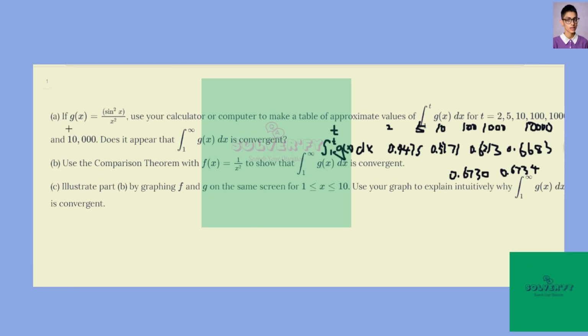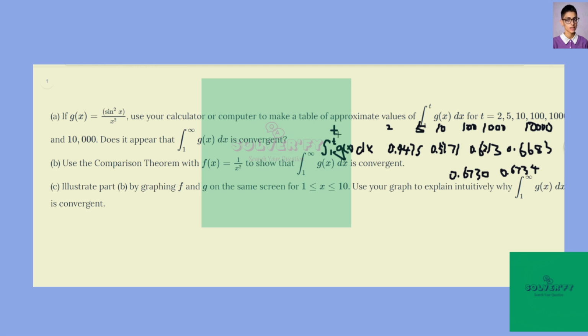For A, the problem is to use your calculator or computer to make a table of approximate values of the integral from 1 to t of g of x dx for t equal to 2, 5, 10, 100, 1,000, and 10,000. Thus, it appears that the integral from 1 to infinity of g of x is convergent.